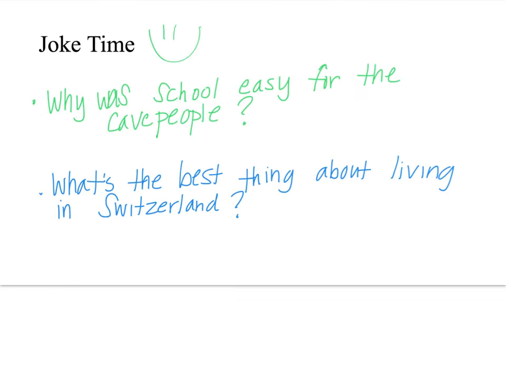All right, let's end the review with our jokes, as promised. Number 1, why was school so easy for the cave people? Because there was no history. What's the best thing about living in Switzerland? Well, the flag's a big plus.